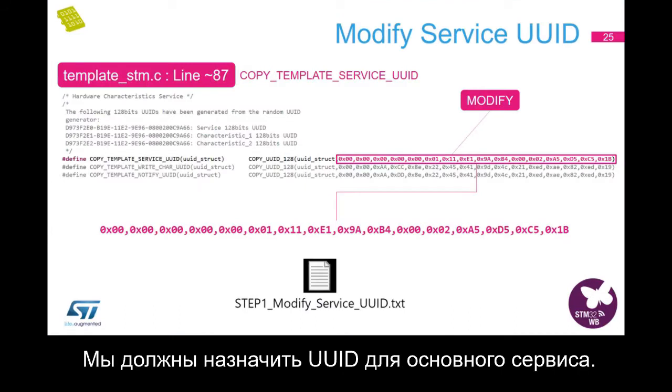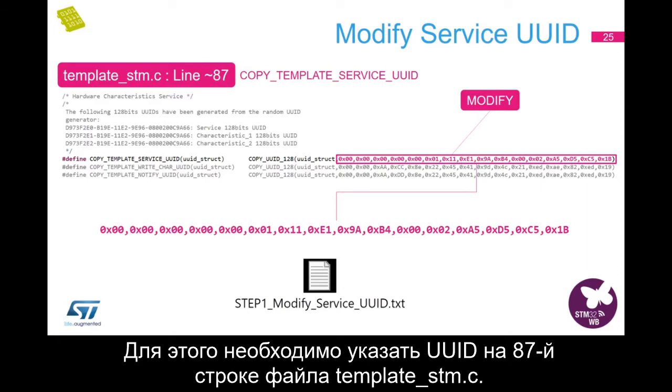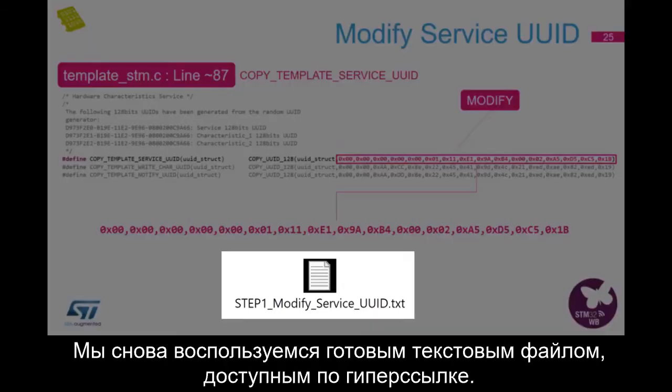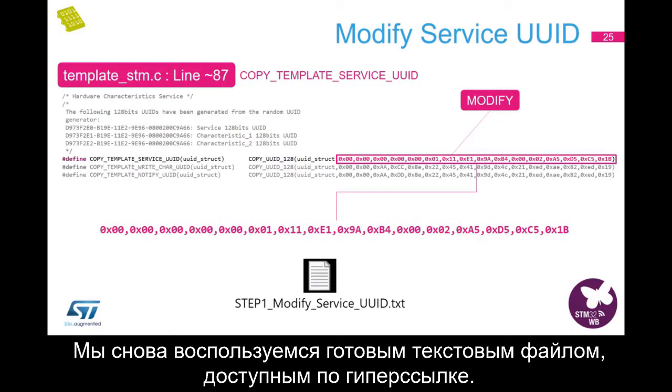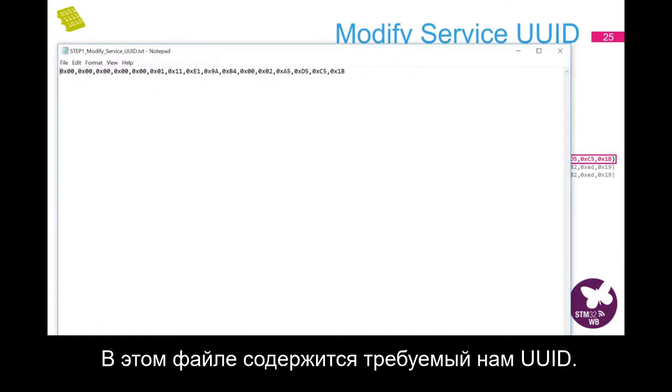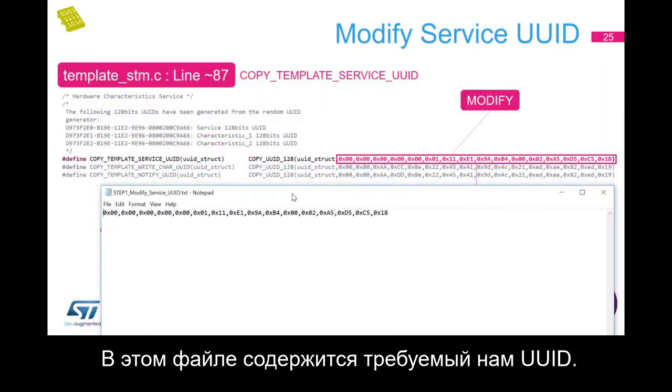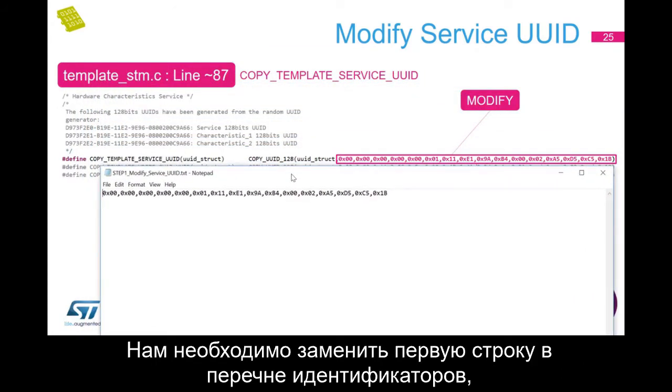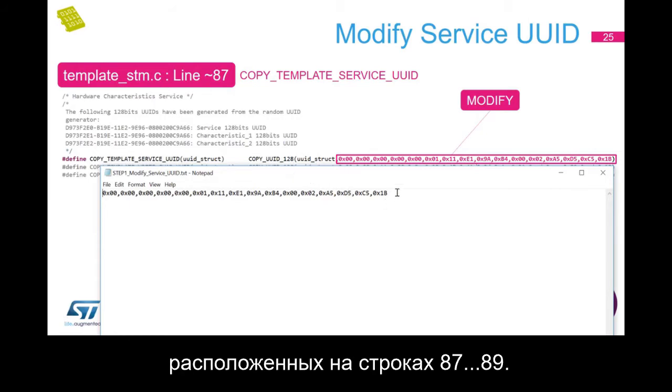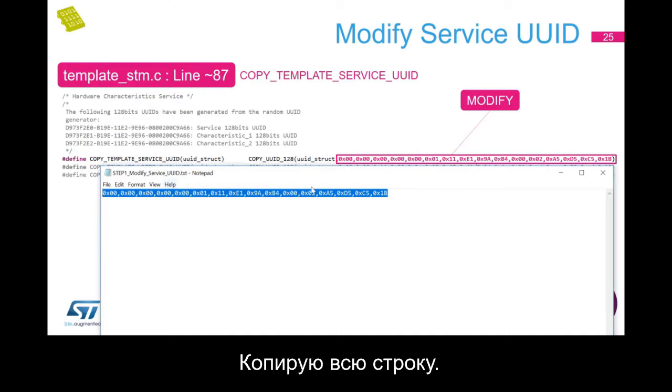And now we need to give our template primary service a unique ID. So we need to modify line 87 of this file with our unique ID. Again, we've got our hyperlink there for the modify. If we open our hyperlink, there's the UUID that we need. This is going to replace the top one of the 3 IDs at lines 87, 88 and 89. So I will copy all of that.